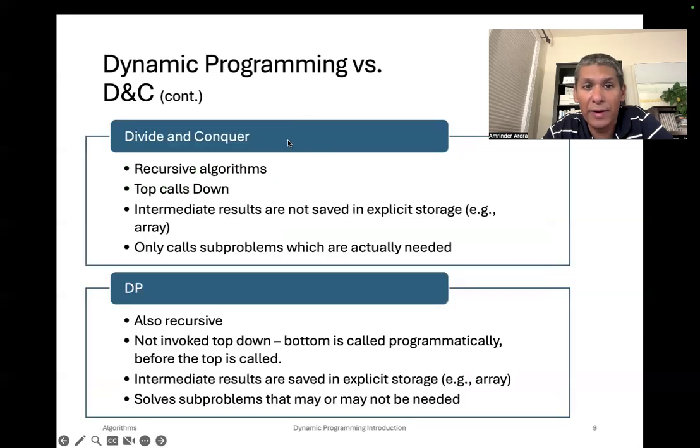And let's do a little formal comparison here. Divide and conquer: recursive calls, invoked top-down, and I'll explain again what that means. There are no intermediate results saved in explicit storage. Of course, they're being saved by the programming language stack, but it's not an explicit storage that you created. And it only calls subproblems that are actually needed.